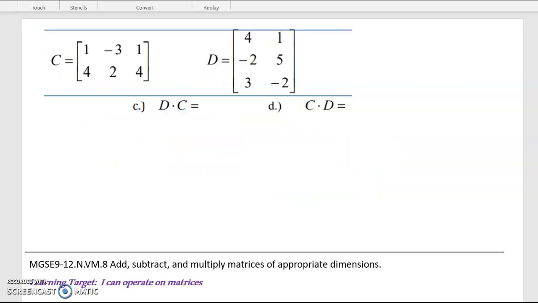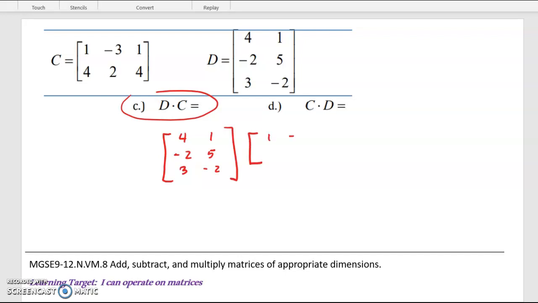All right, so let's jump to C. Let's see D times C, and I'll let you do C times D. All right, so D times C. So we'll do this part. I'll let you do the others, and I'll give away the answers. So let's rewrite it so you can see another combination. D times C.